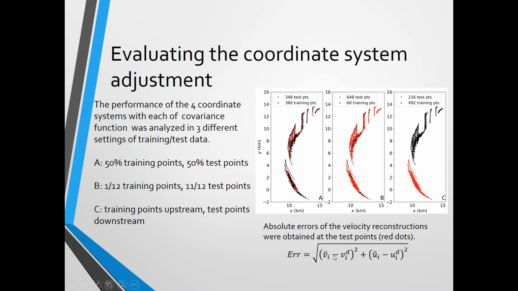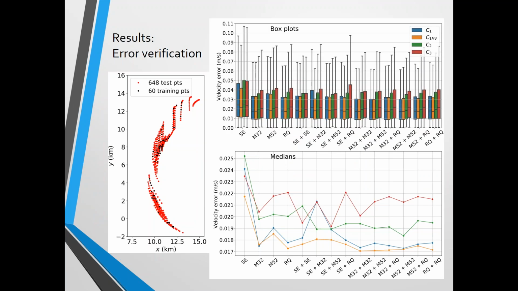The comparison is done by estimating the error at verification points. So I have the estimate of each component minus the observed values, and I add them together. Because the velocities are rotated, I add them so I have an error that combines the overall velocities. I'm just going to show B and C, because the results in A are close to what I found in B. So I'm just going to show here the case where 1/12 of the data was used for training.